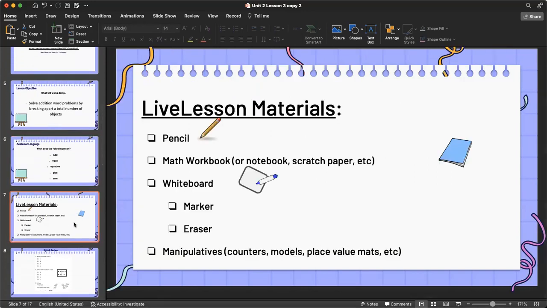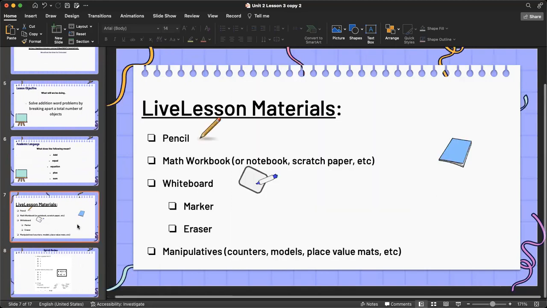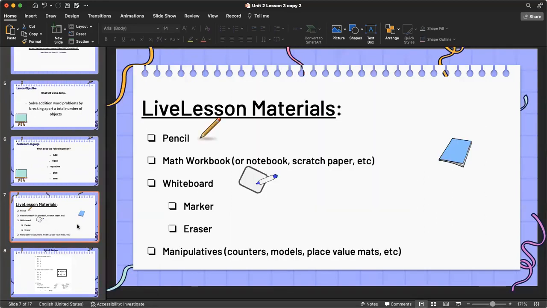Some of the things you will need. Again, you want to make sure you have your manipulatives on a daily basis. You may have your workbook pages on a daily basis. A whiteboard with a marker and eraser so you can process through the information. That would be stellar to have ahead of time. And if you don't have that yet, you can pause the video, go get it, and then come back.